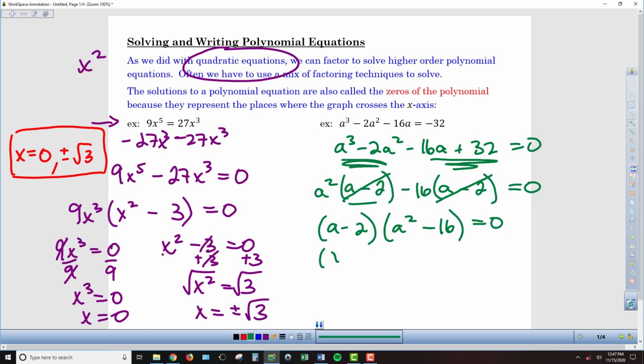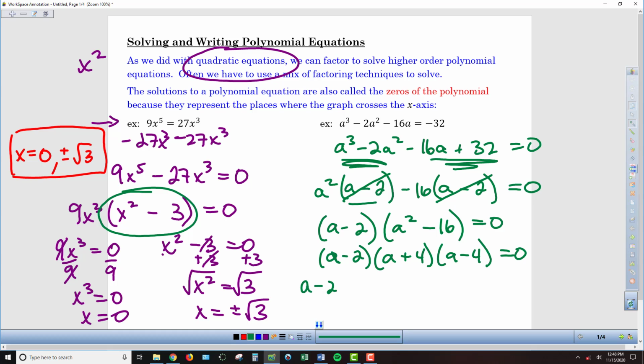The a minus 2 I can't do anything with, but a squared minus 16, unlike on the previous problem with the x squared minus 3, this time it is a difference of two perfect squares, so I'm going to be able to factor that as a plus 4 and a minus 4. And so now I have a set of just linear factors. There's no exponents on the a's anywhere, so I'm just going to set each of these equal to 0 and solve. So I'm going to have a minus 2 equals 0, a plus 4 equals 0, and then a minus 4 equals 0.